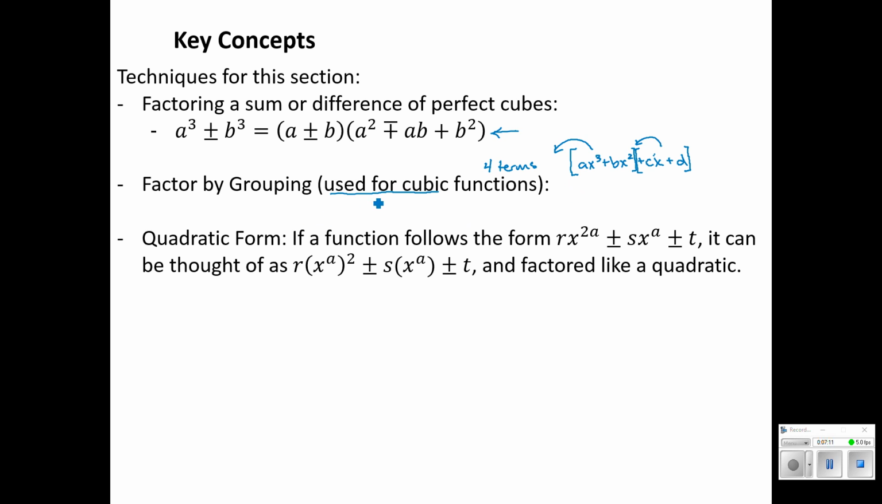A common mistake students make is they try to factor by grouping when it just isn't possible. And we'll talk about that in more detail when we get to examples that require it.